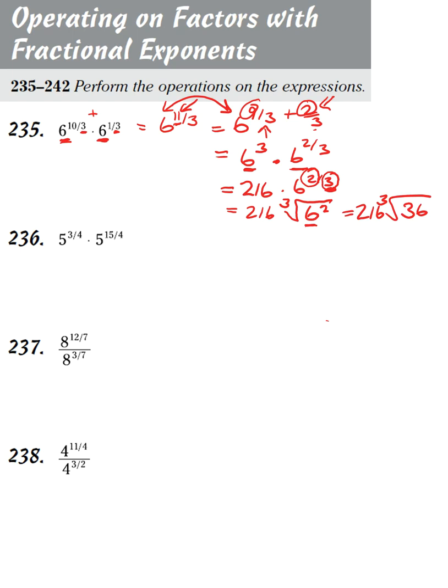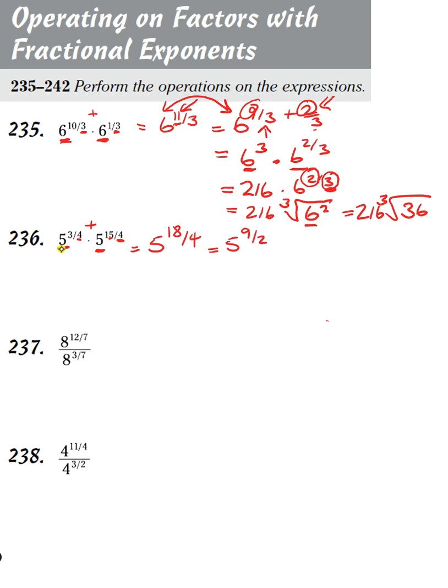What do we do? The bases are the same. Step number 1, bases are the same, so we can add the exponents. They've given us the denominator is the same, so we can just add the numerators, and we've got 3 in the first numerator and 15 in the other one, so that's going to be 18. So this is going to equal 5 to the 18 over 4, right? And we can simplify that, because 18 and 4 can be divided by 2, so that would give us 5 to the 9 over 2.